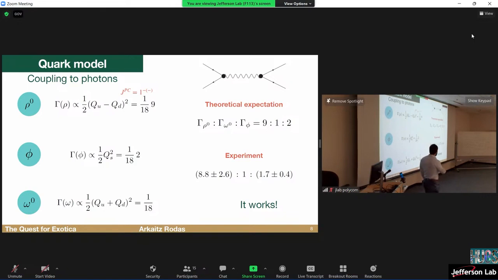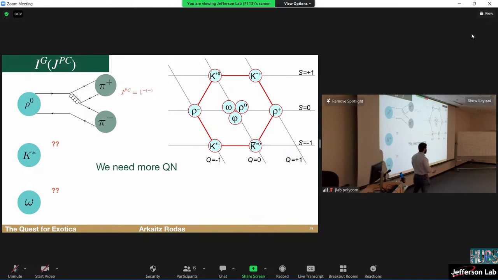What is the experimental data? Well, it's fantastic, right? Perfect within uncertainties. So yes, our model works. So we are missing something else. We need some more quantum numbers.